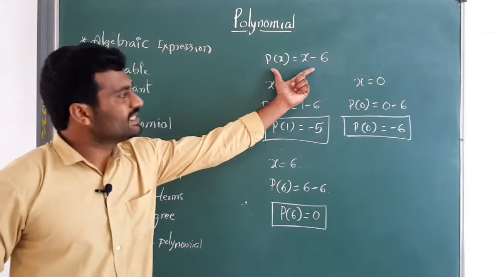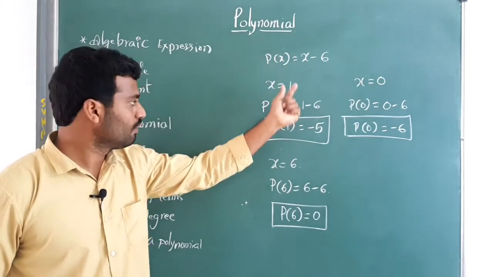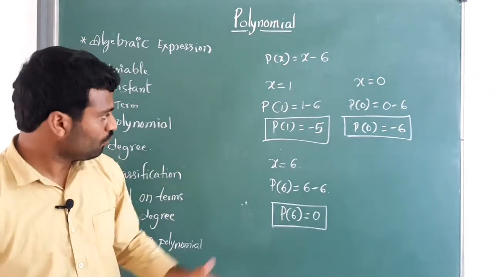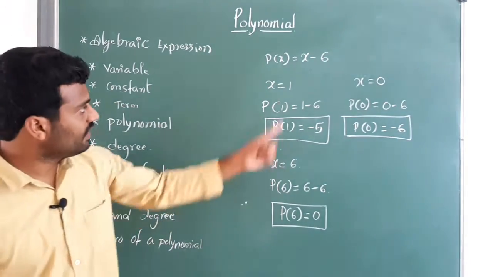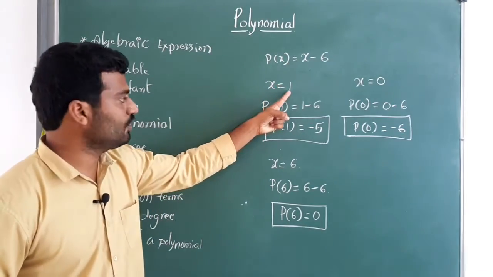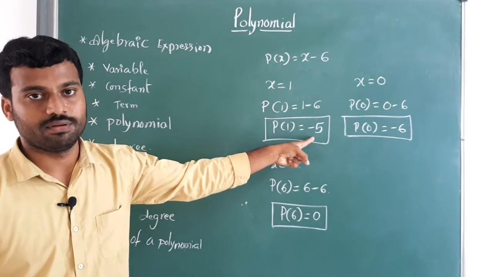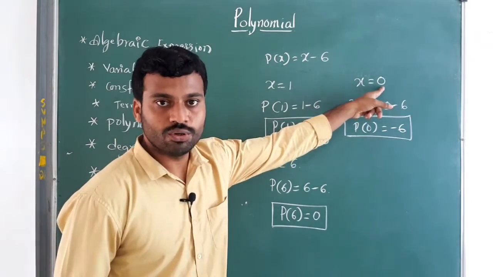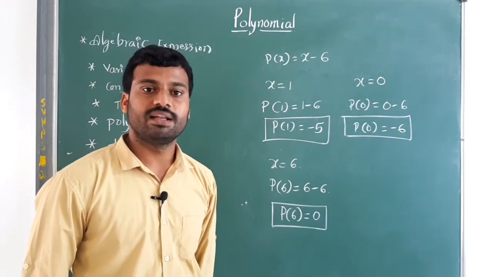See, this is the polynomial, and x is the variable. For that variable, I have assigned 3 different values, so I got 3 different values. Clear or not? For this polynomial at x equals 1, the value of the polynomial is minus 5. The same polynomial at x equals 0, the value of the polynomial is what? Minus 6. Clear or not?